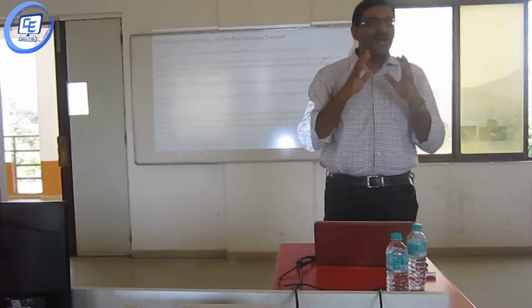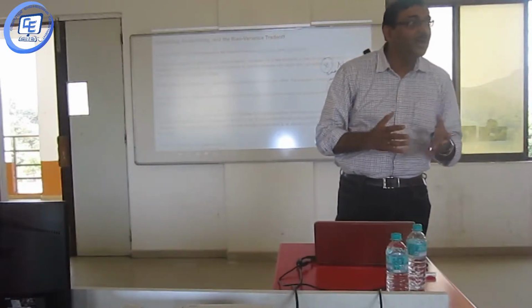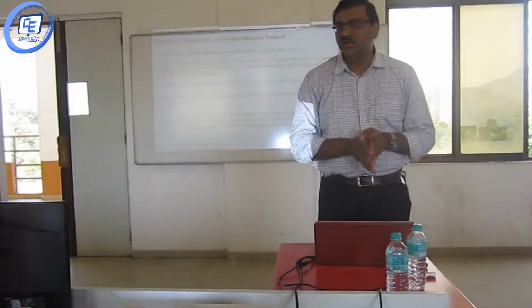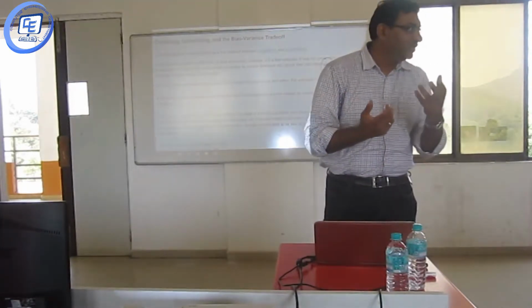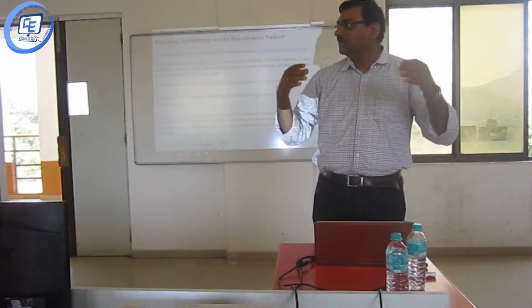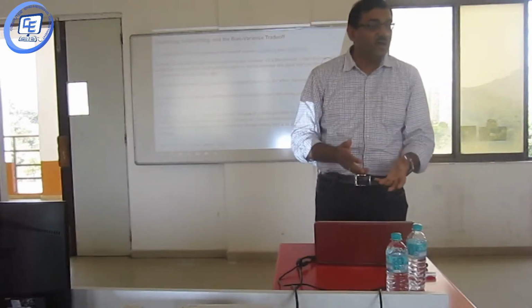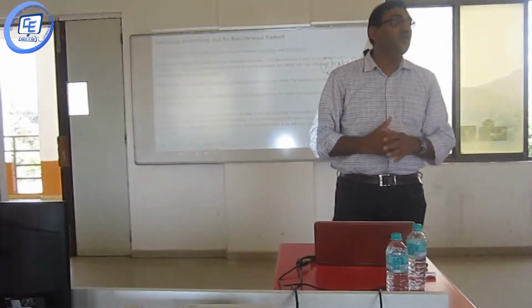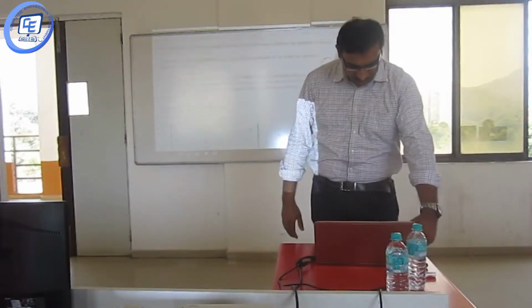So I want bias to be as low as possible. I want the unbiased performance, and I want the variance to be as low as possible. But there is a trade-off here. You cannot achieve the best of both worlds. You cannot achieve low bias and low variance. So there is always a trade-off. When using a machine learning algorithm, there is always this conflict of bias and variance.